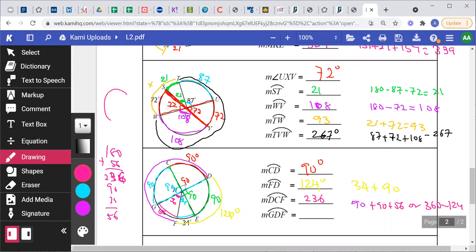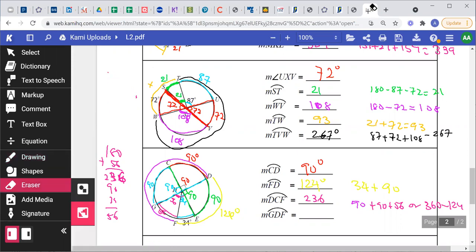Because the total angle around the circle is 360. And then we have one part here that is 124, and we want to know the other part, this part. So you just do the total minus the part we already know.